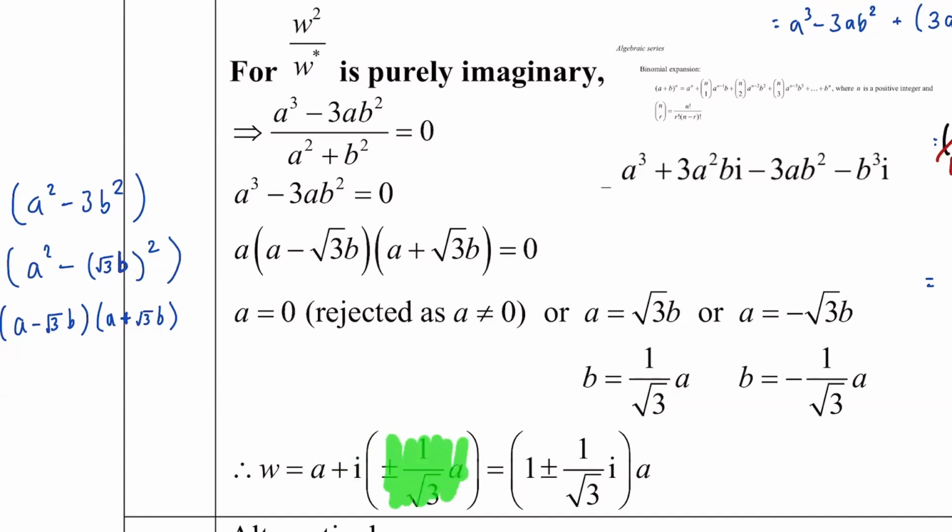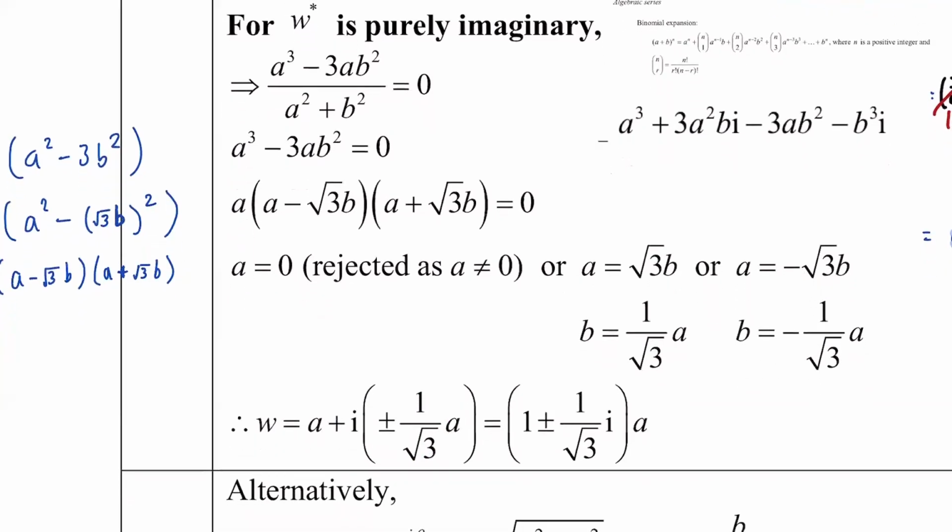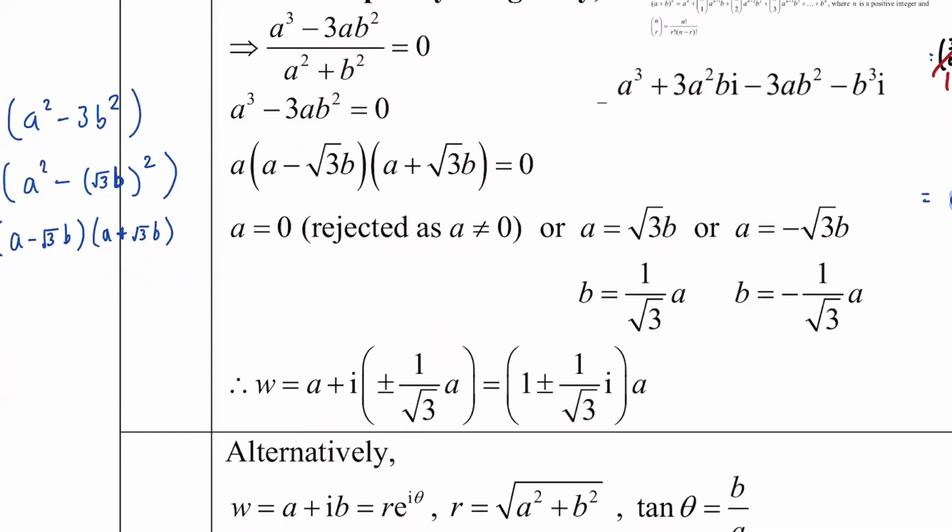Then the b, they did a shortcut, they just put down plus minus. You can write it separately. Do you know what I mean by separately? Instead of plus minus, you can just write down a plus i times the positive version of 1 over square root 3, a, and the negative 1 over square root 3, a. This one they are just taking a shortcut. Okay. Then that's the answer.